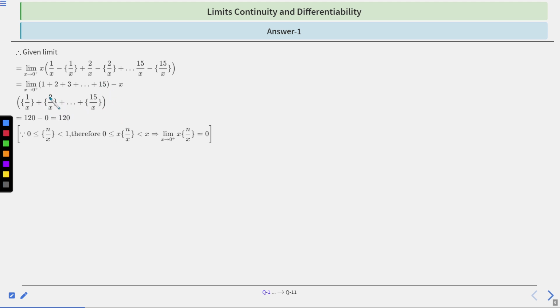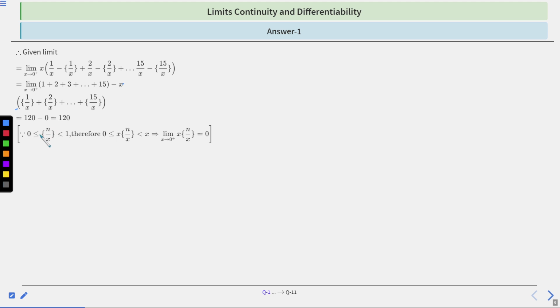Now, we have to find x tending to 0 plus. So if x tends to 0 plus, this whole term will be 0. Clear? Because 0 into something is 0. And this is 1 plus 2 plus 3 till 15, which is n into n plus 1 by 2, that is 15 into 16 by 2, which is 15 into 8, which is 120. So 120 minus 0 is 120. Clear? We have applied the formula.